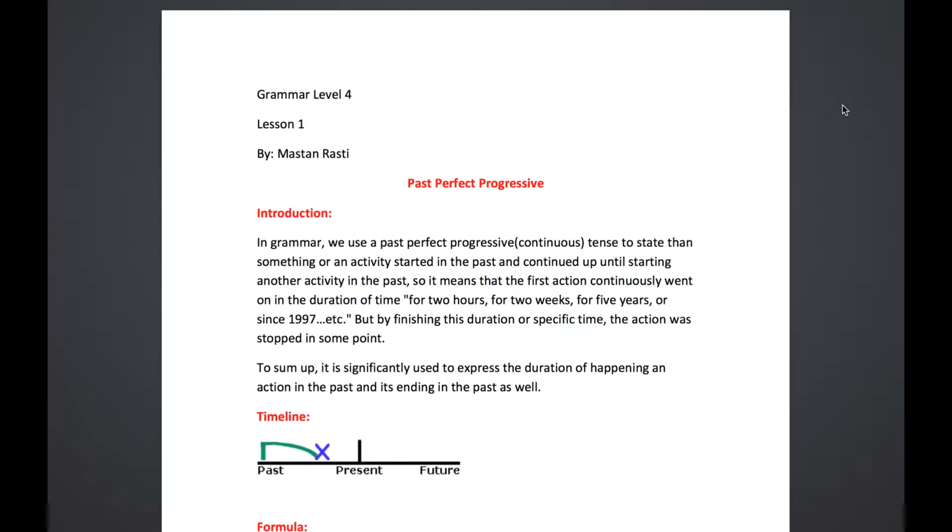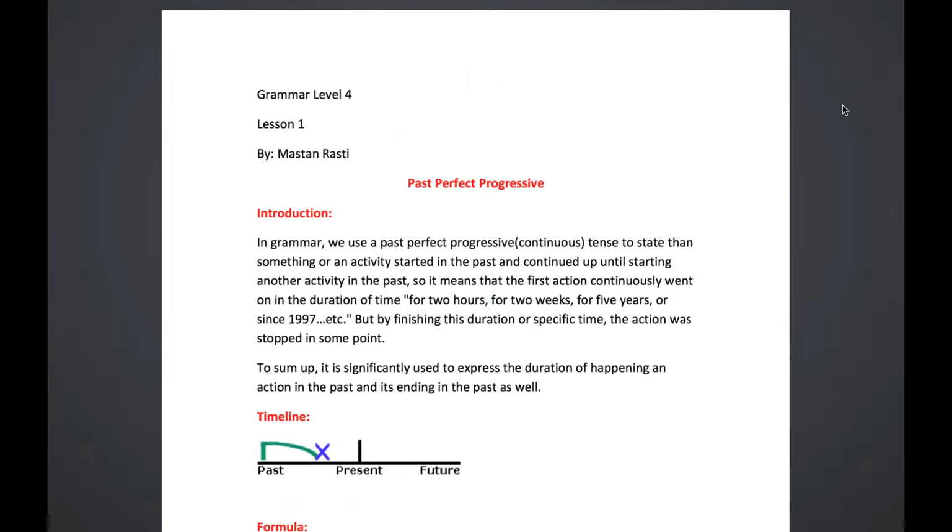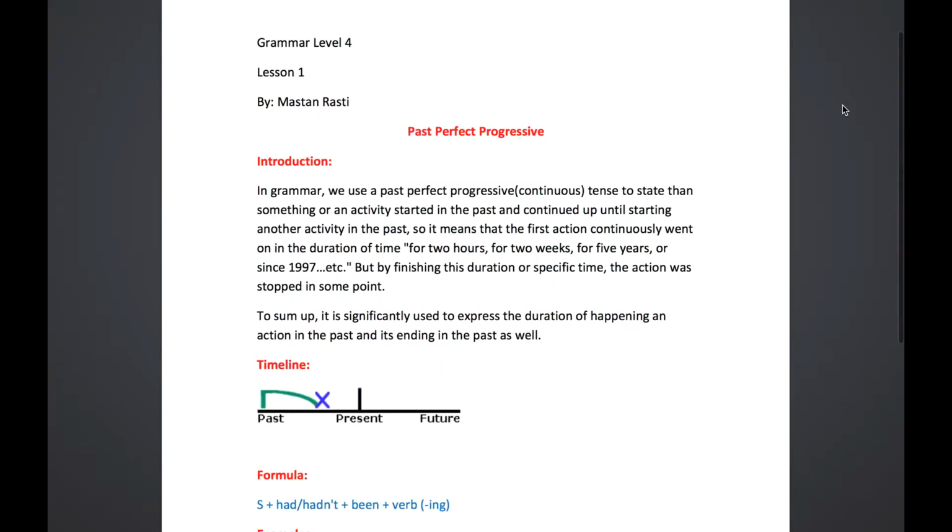I'll be a tutor for this course and I will be covering level 4 grammar. It's not hard, but it's better for you to have a little bit of information about the basic grammar and other tenses before, because it's a little bit complicated, not so much. Here our first lesson is the past perfect progressive. What's past perfect progressive? Here's the introduction that you can read, and I'm going to teach you.